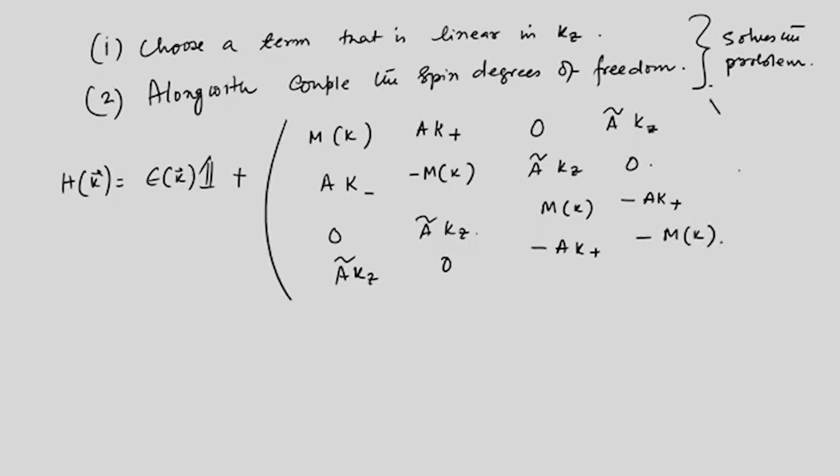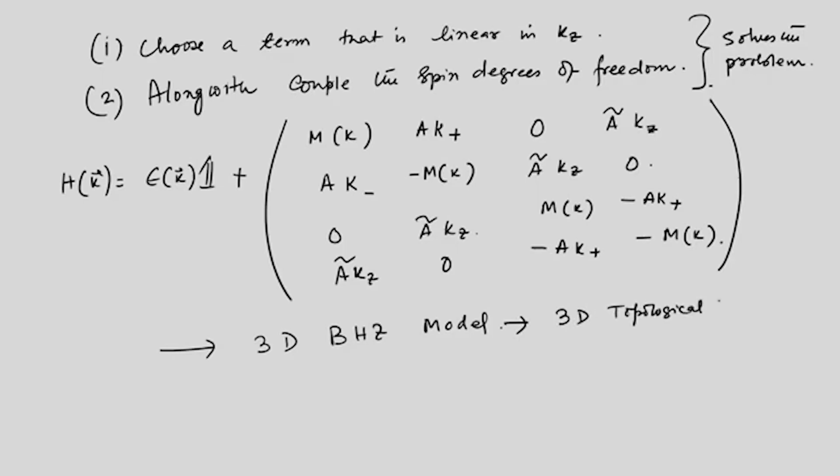So, this is the Hamiltonian, and this is known as the 3D BHZ model, and this denotes a 3D topological insulator. Okay, so that is the Hamiltonian that we get.